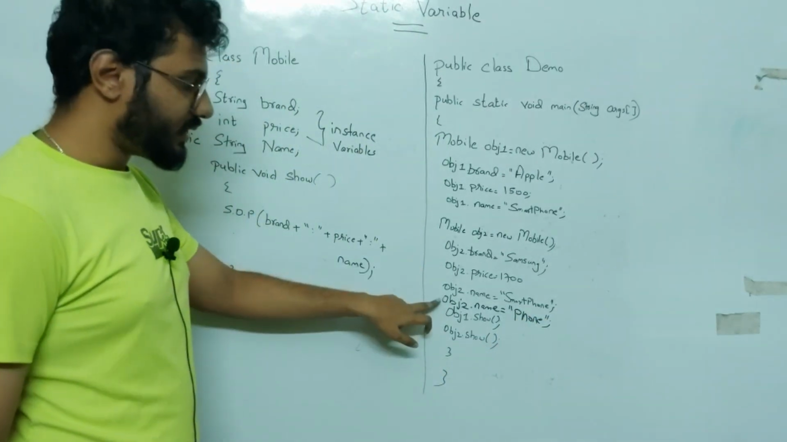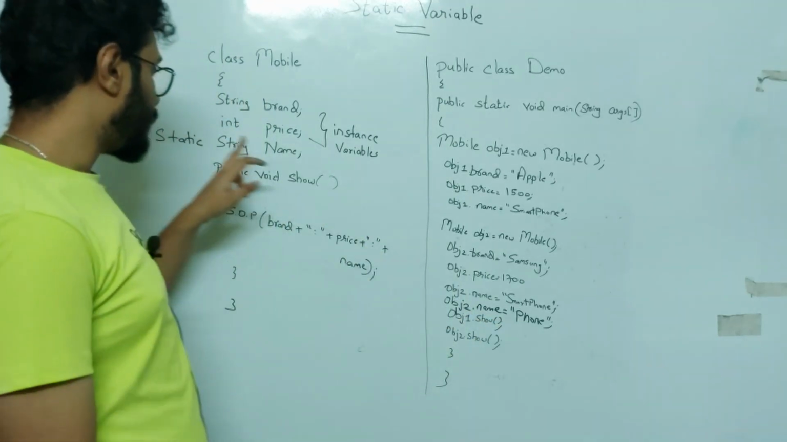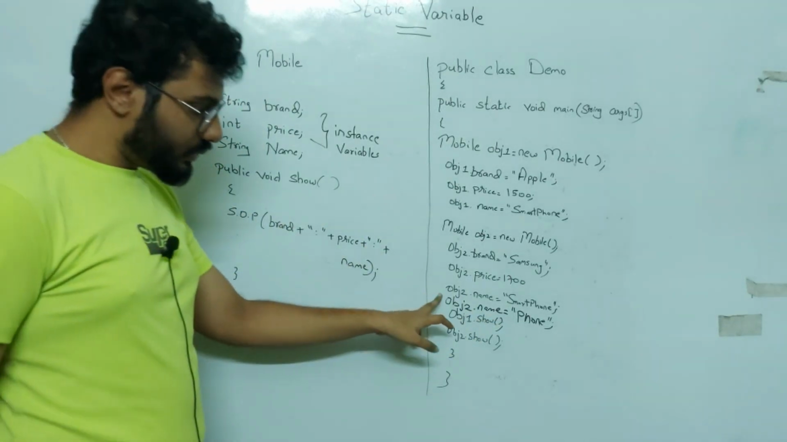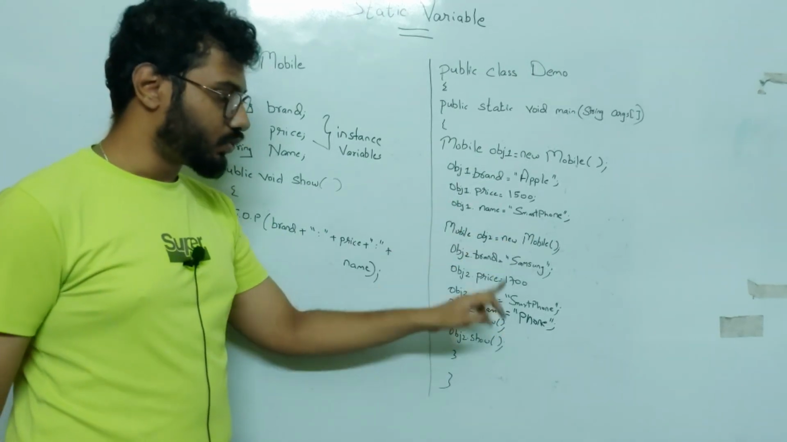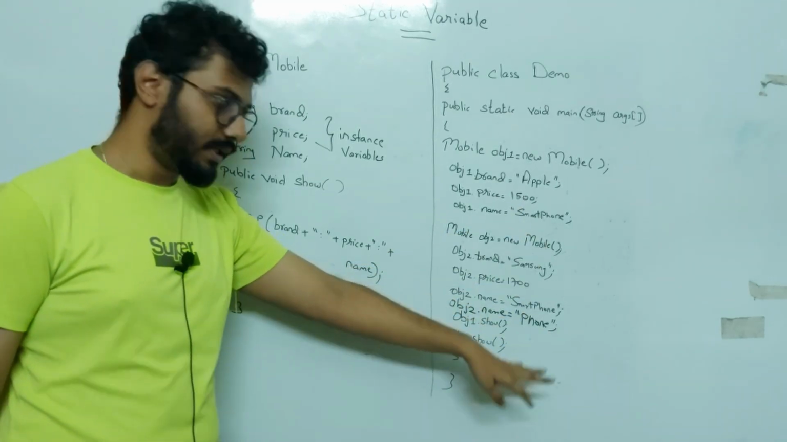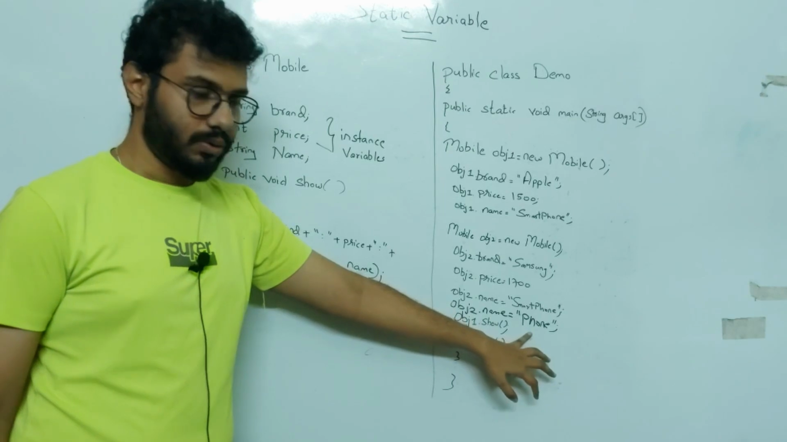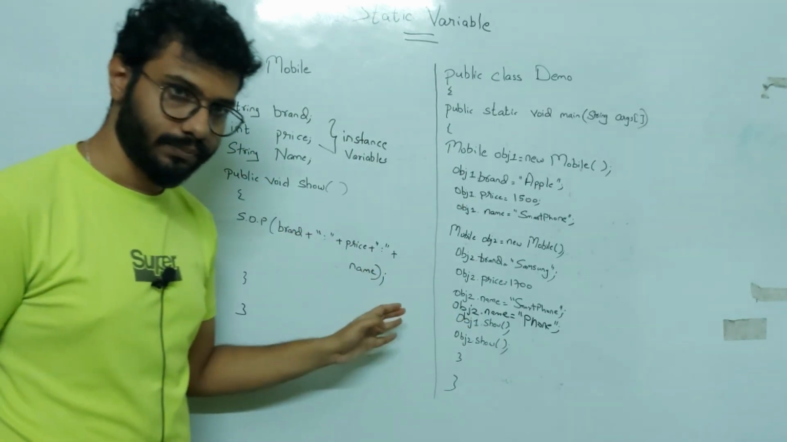Okay, so here we are changing the obj2 value name to phone. We know the name is now static. So see, though you're changing obj2's value to phone, even obj1's value will also change to phone, not smartphone. So if you output it, you will get the name as phone. When two methods are called, you will get the name phone, not smartphone.